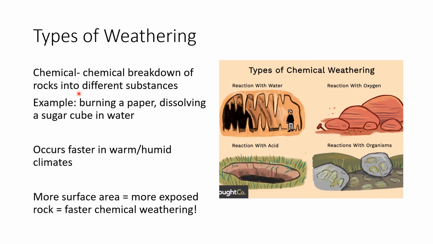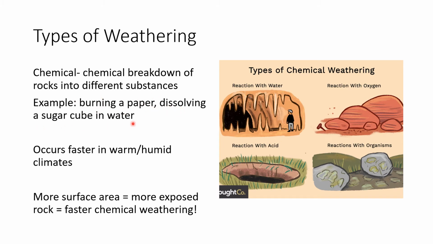A lot of times this involves it reacting with water or oxygen somehow. So whereas physical or mechanical weathering was like ripping up a paper and you still had paper in smaller pieces, now you can think of chemical weathering as like burning a piece of paper. It's a completely different substance now. It was paper and now it's ash, so you've completely changed the substance.